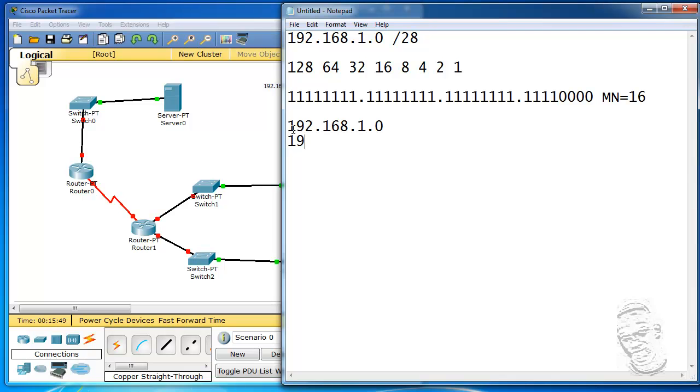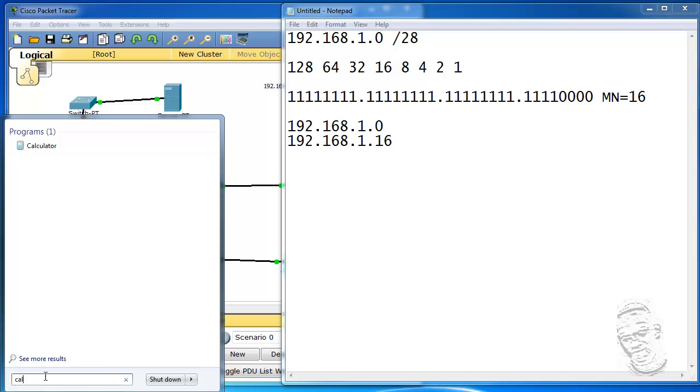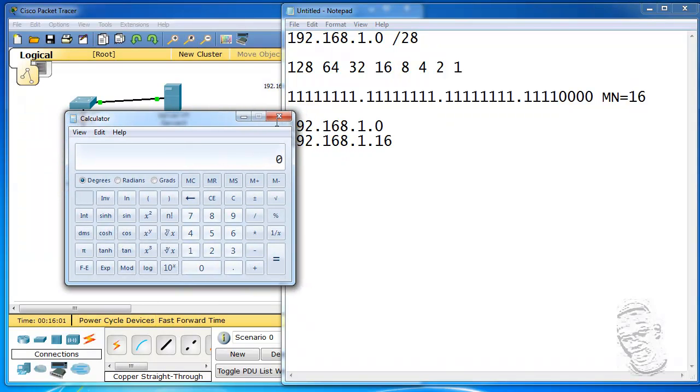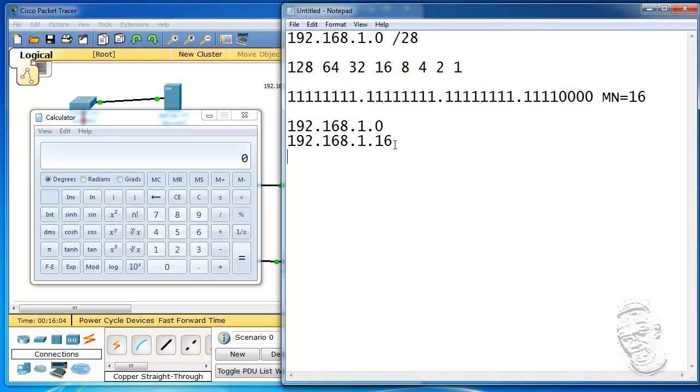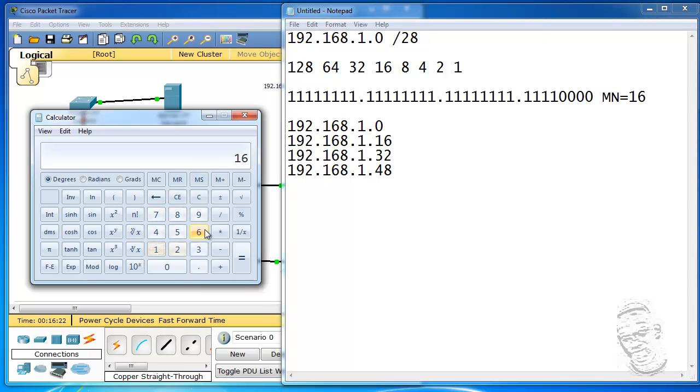Our second network would be 192.168.1.16 because we're going up 16. I like to always have my calculator tool prepared to make sure. Then our other network would be 192.168.1.32, my bad. And then 192.168.1.48 because we're going up in 16s, and we could always check it here. 16 plus 16 is 32, and plus 16 is 48. And the other network after that, plus 16, is 64.